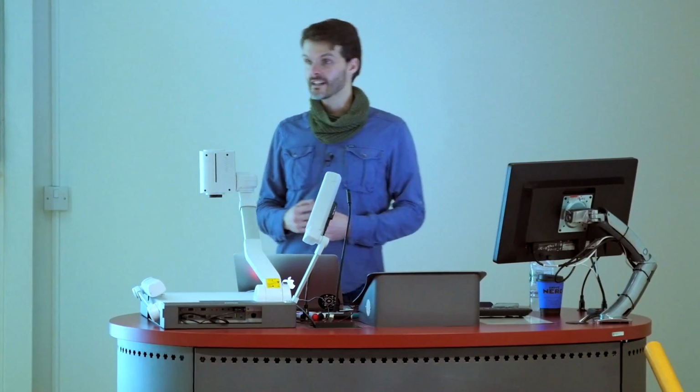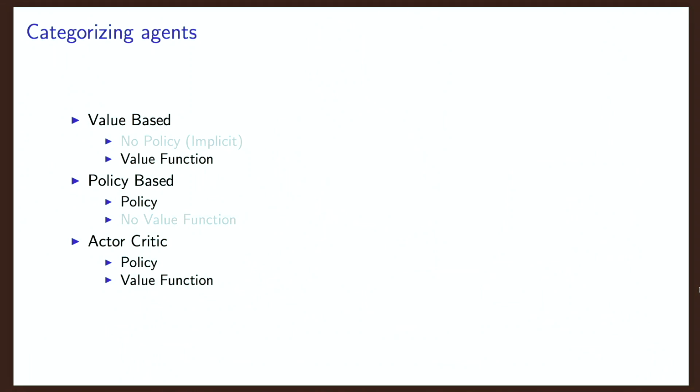So if we then categorize, and this is also to get you acquainted with the language used for these things in the literature, there's many different ways you can build an agent. It can have any of these components, or it can have many of these components.